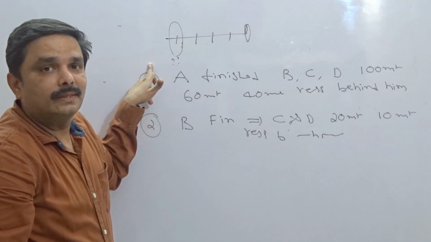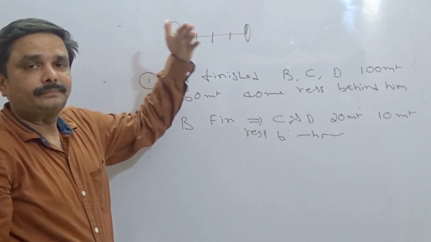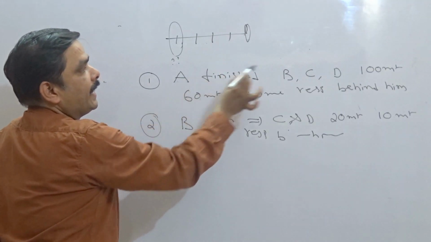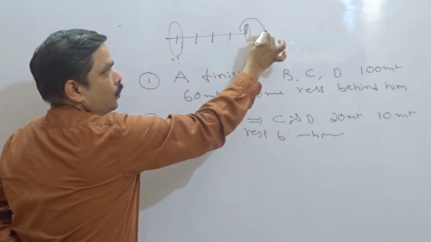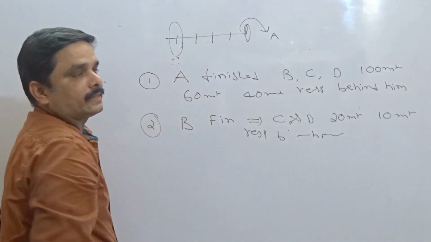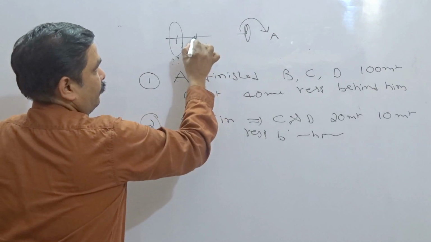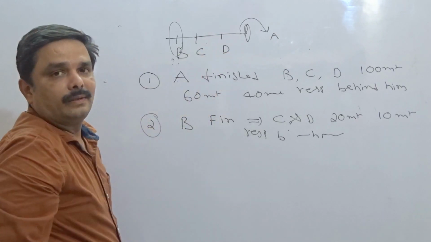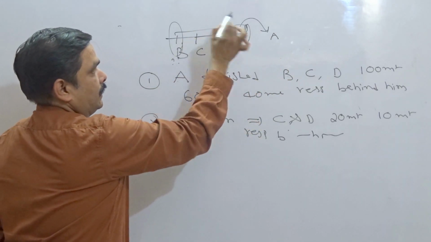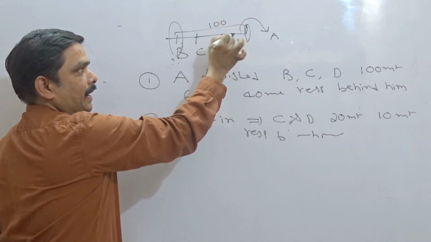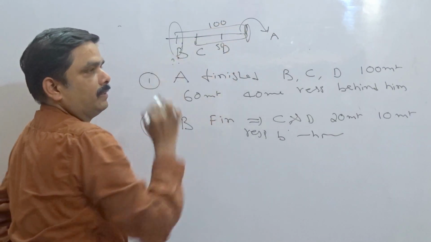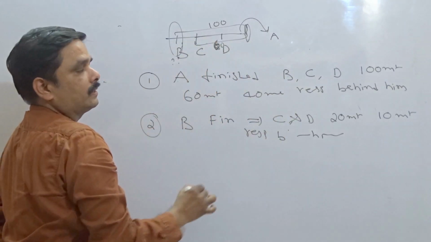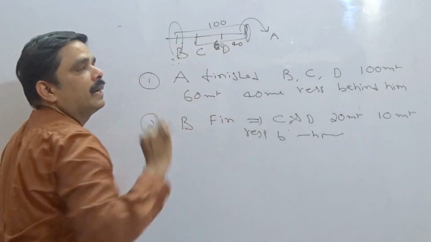Then what is the first data? The first data they have given in this way. When A finished the race, now A is out of the fray. A already finished the race. And they have given B is somewhere here. C is somewhere here. D is somewhere here. Even they have given the measurement also. B is 100 meters away from the finishing point behind him. C was 60 meters, and D 40 meters behind him.